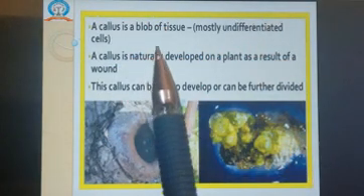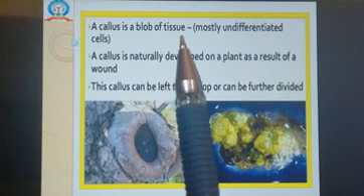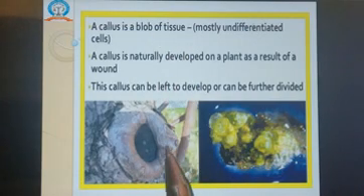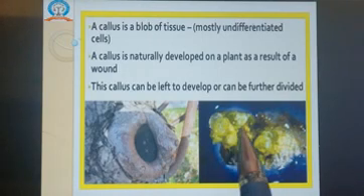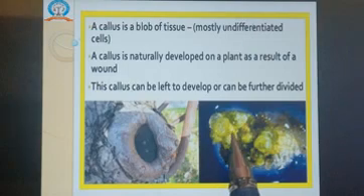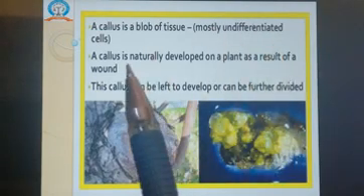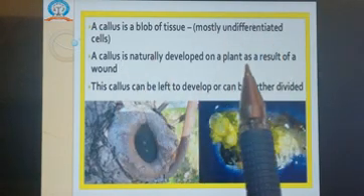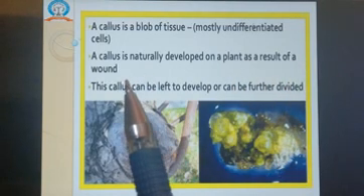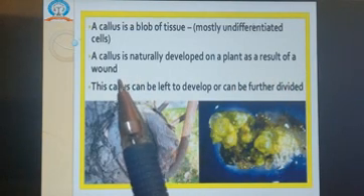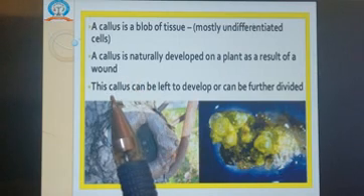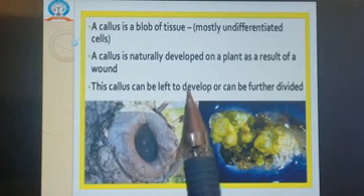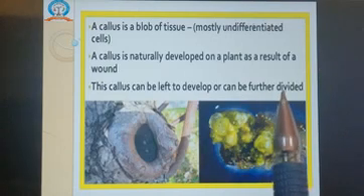So a callus is a blob of tissue. You can see here a naturally occurring callus in nature. The photograph shows naturally occurring, mostly undifferentiated cells. These cells naturally develop on the plant as a result of a wound. When we wound the plants, they produce new cells or new tissue. This is the callus. This callus can be left to develop or can be further divided.